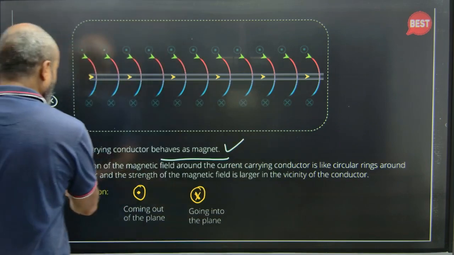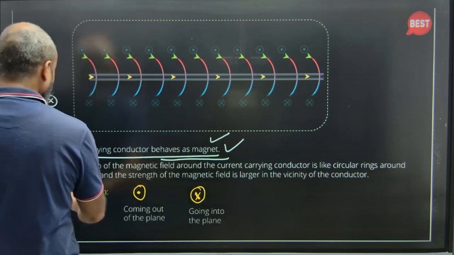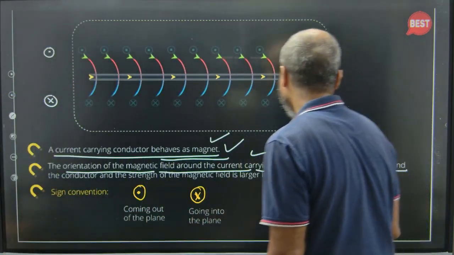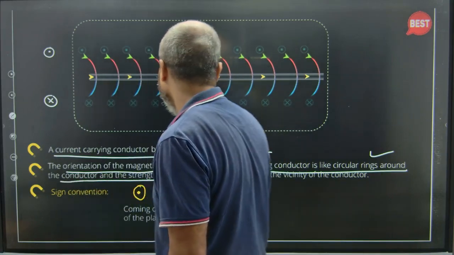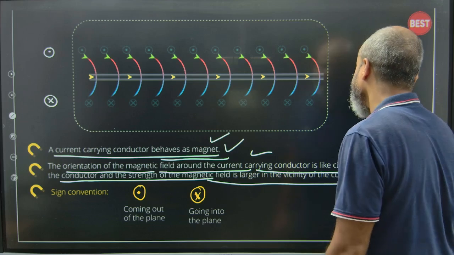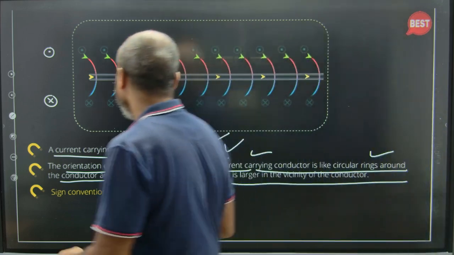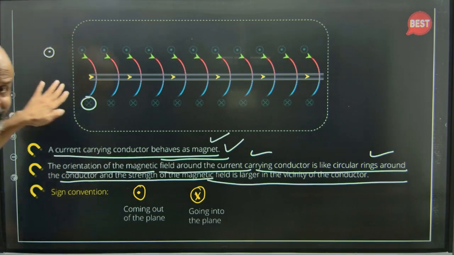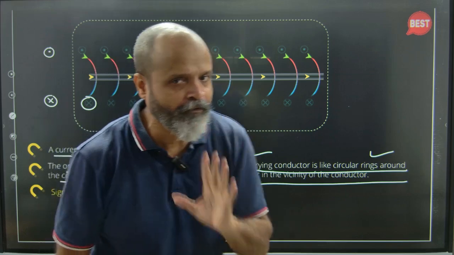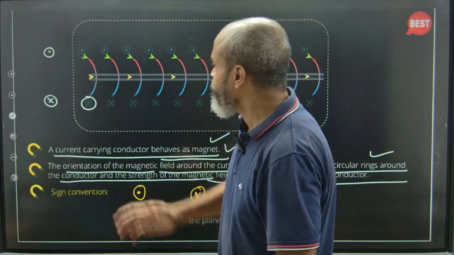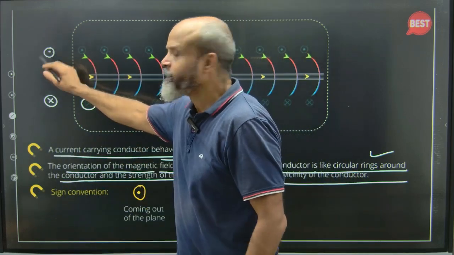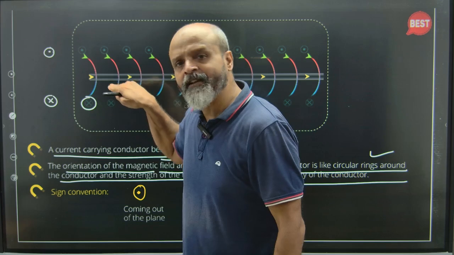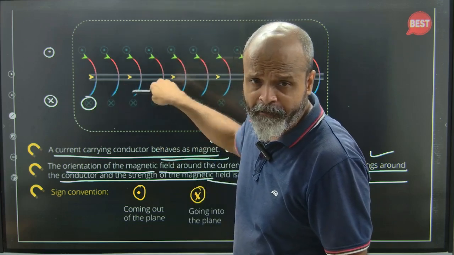So this is a current carrying conductor. A current carrying conductor behaves like a magnet. The orientation of the magnetic field around the current carrying conductor is like circular rings around the conductor, and the strength of the magnetic field is larger in the vicinity of the conductor. So this particular symbol is for current going inside the board or the plane of your paper in which you are writing. And this particular symbol, that is dot, is the magnetic field towards you. This is magnetic field inside the board or the plane of the paper.